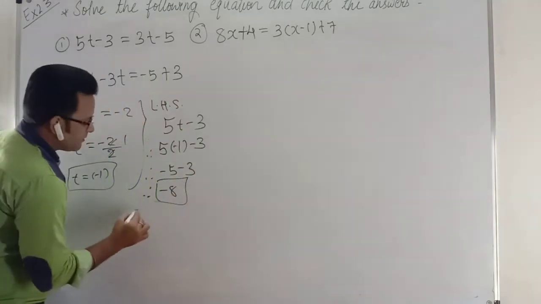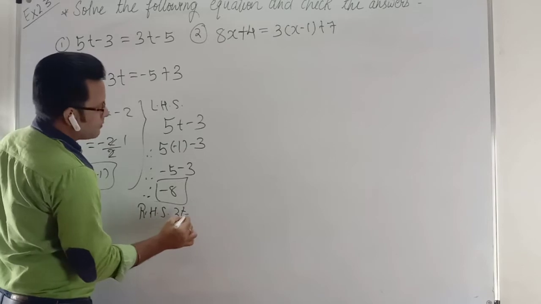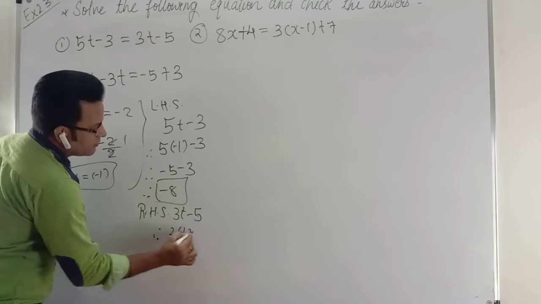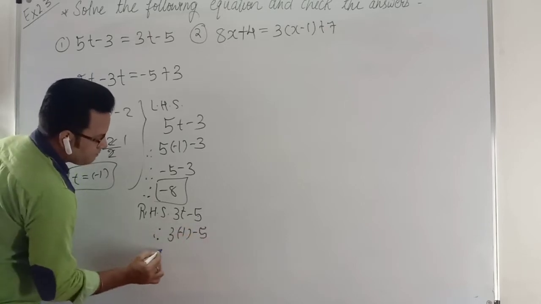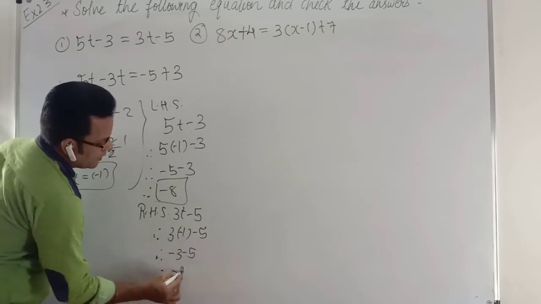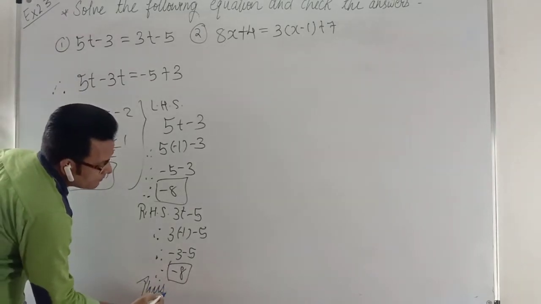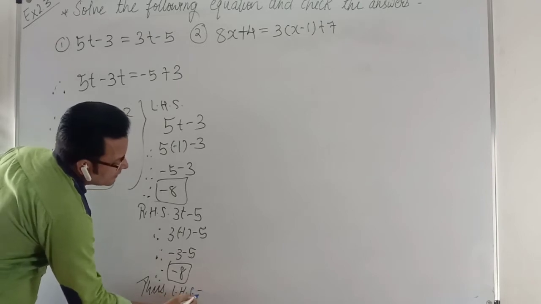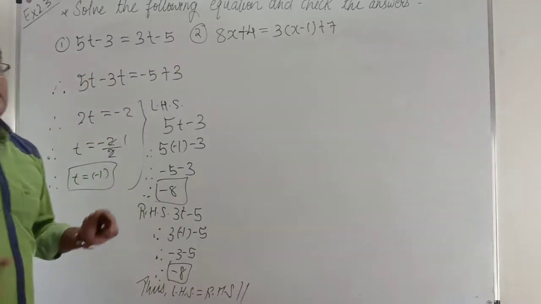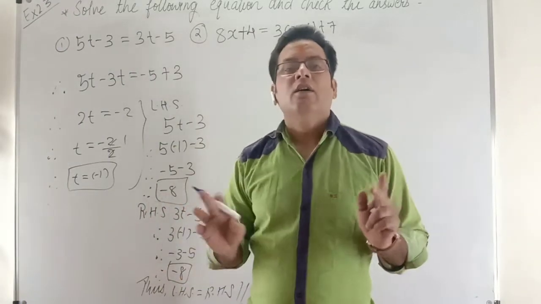Now go for the RHS. In RHS what do you have? 3t minus 5. Therefore 3, value of t is minus 1. 3 ones are 3, so minus 3 minus 5. Again minus 8. Thus LHS is equal to RHS. This way you have to do the sum. Finding the value of the variable, then you have to substitute into both sides.